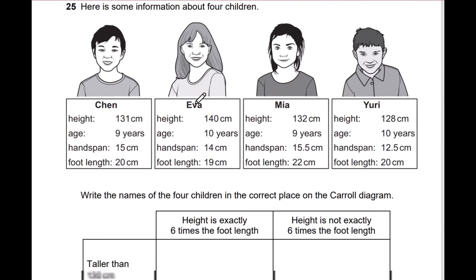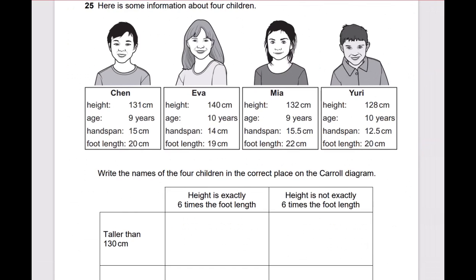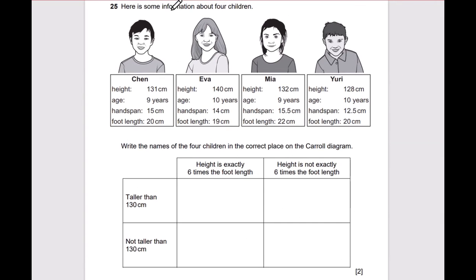Next question, 25. Let me zoom out this one here. Here is some more information about 4 children: Chen, Eva, Mia, Yuri. There's height, age, handspan, and foot length. Write down the names of the 4 children in the correct place on the Carroll diagram. Height is exactly 6 times the foot length. Height is not exactly 6 times the foot length. Taller than 130, not taller than 130. So given a few seconds to sort this out in the Carroll diagram. Alright, if you need some more time, please pause this video. Now let's sort it out.